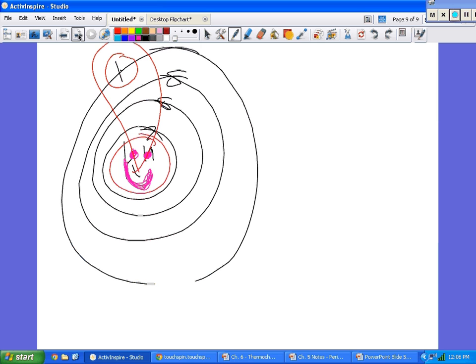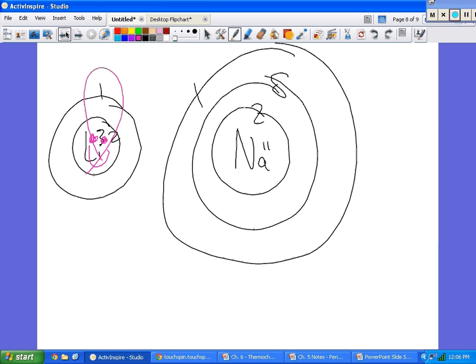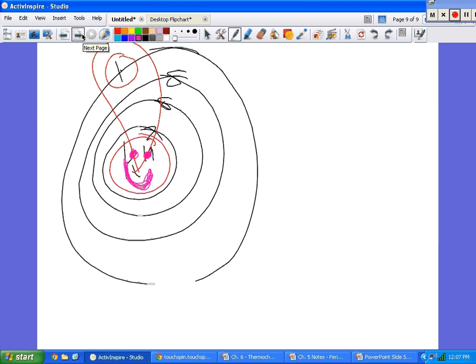Why lithium? It's smaller, right? There's less things in the way. So the larger these things get, there's more and more things in the way. So if I wanted to come by and snatch your sour straw away, which one would it be easier for me to take? Really, really close to you or really far away? Really far away. So the bigger these things get, the easier it is to take the electron off.